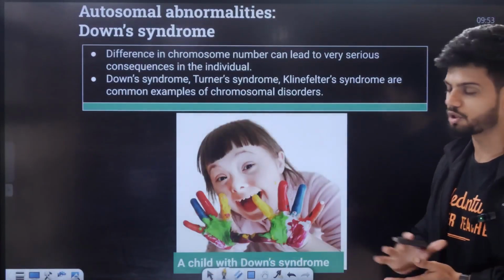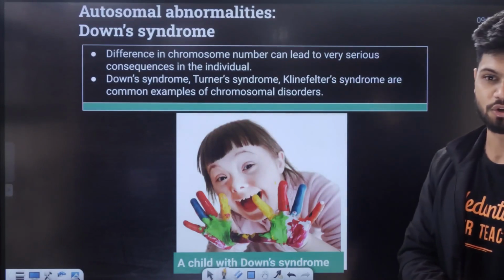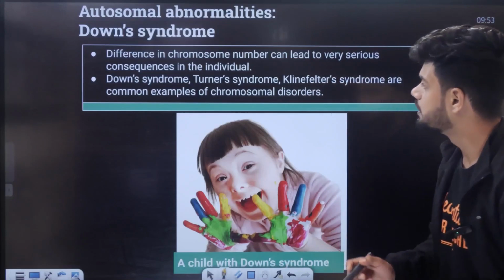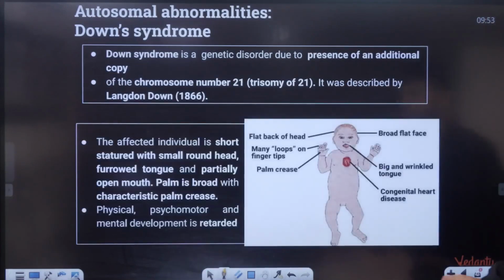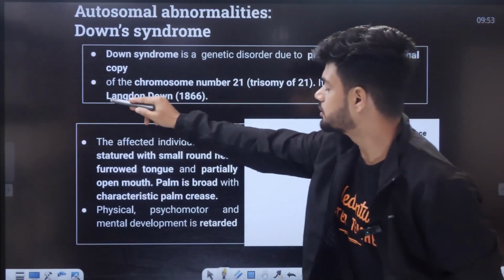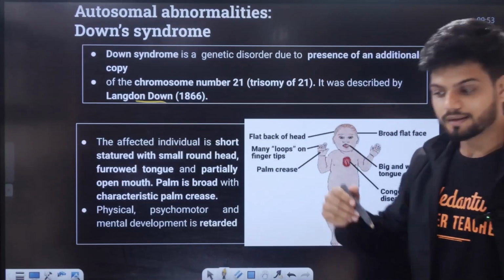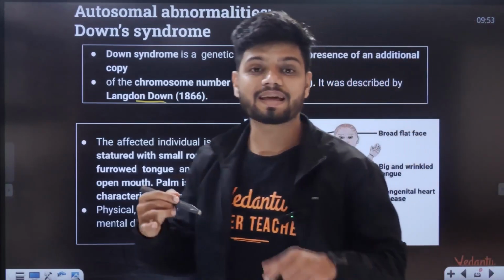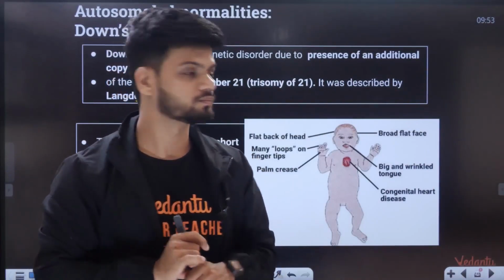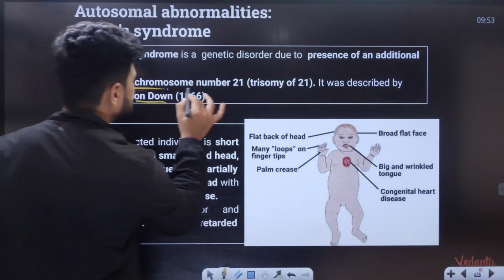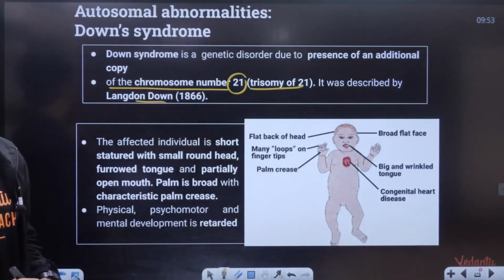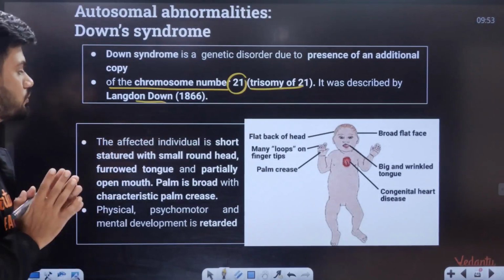You might have seen such children. This is called Down syndrome. Now this was first discovered by Langdon Down. Okay. Down syndrome is a genetic disorder, presence of an additional copy of a chromosome. Langdon Down was the scientist who discovered it. Now, in the case of Down syndrome, there is an extra chromosome at the 21st position. So of chromosome number 21, one extra copy is there, called trisomy of 21.